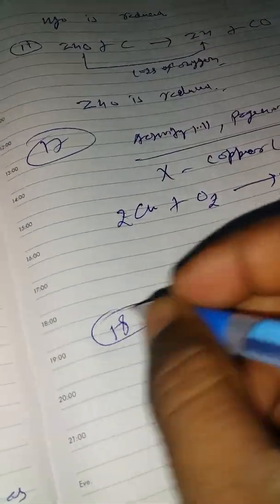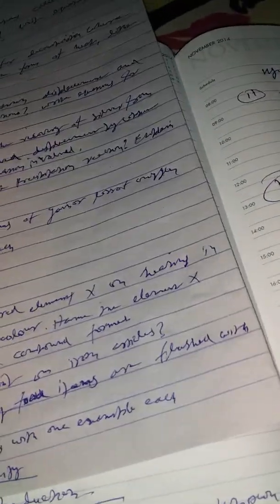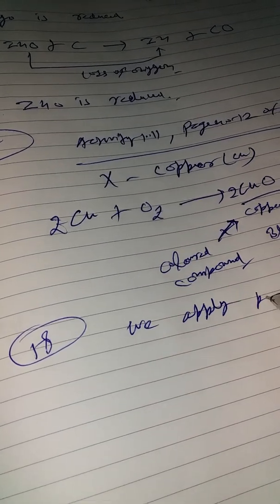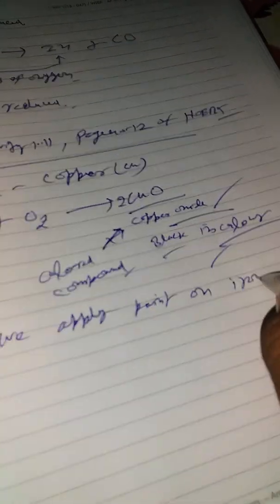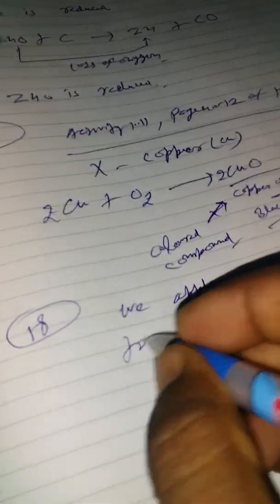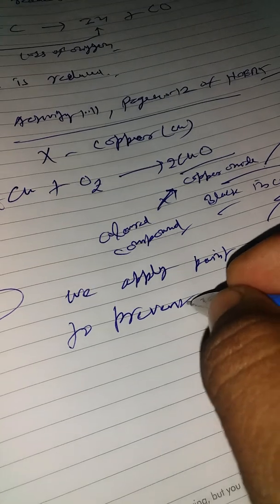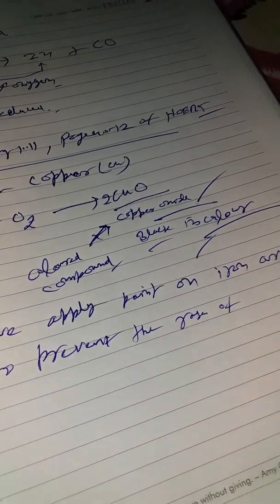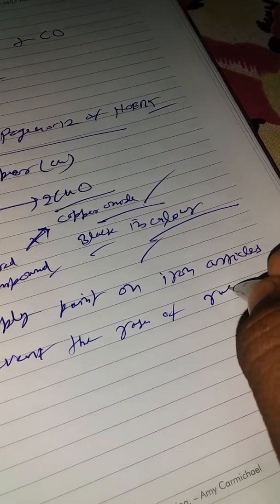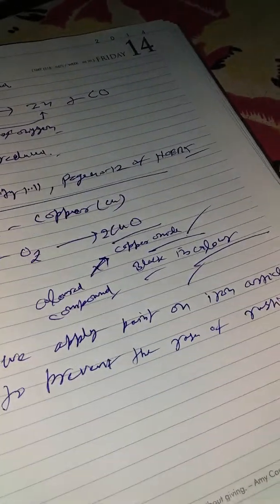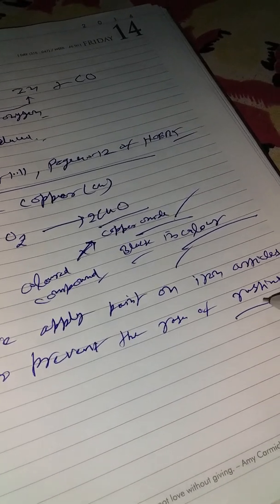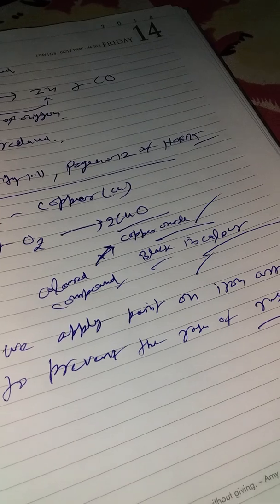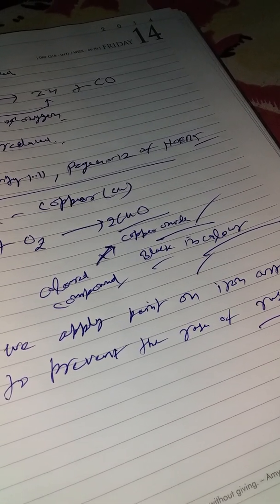Next one, question number 18. Why do we apply paint on iron articles? Students, we apply paint on iron articles to prevent rusting. We apply paint on iron articles to reduce the rate of rusting, and rusting is the best example of corrosion.